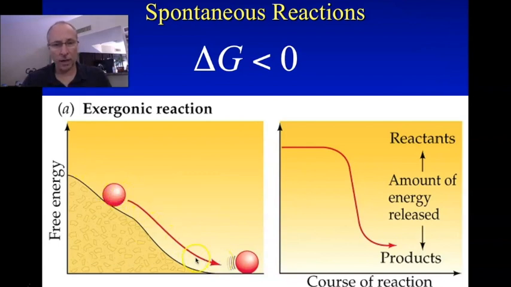It spontaneously goes down on its own. We don't have to push it. Gravity's just taking it on its own. So that type of reaction has a delta G that is negative, less than 0, if we were to calculate it. Here's how we would do it.